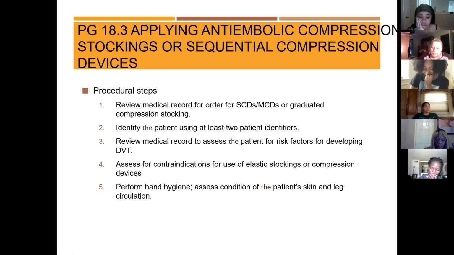There is a scoring sheet that you can use. It's called the Well Score. It's in your textbook, box 18.2, if you should look at it. But it will give you the scoring guidelines for your patient who may need these, right? What do we think might be some contraindications for using either these elastic stockings, your TED hose, or your compression devices?